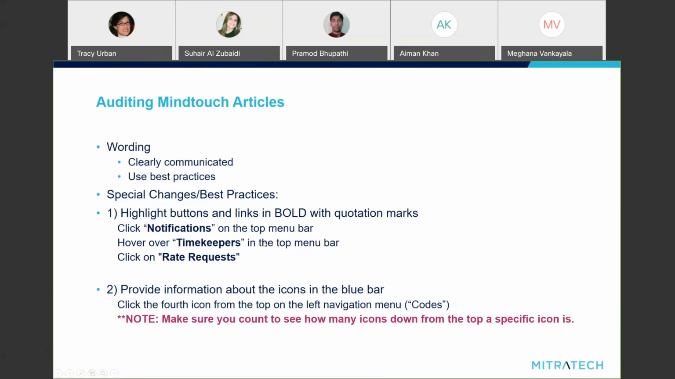So for example, click notifications on the top menu bar, where notifications is in all bold and it has quotation marks here, or the sentence hover over the timekeepers in the top menu bar. So timekeepers, that's at the top of the screen in Collaborati, and so we would just hover over that with timekeepers in all bold and quotation marks. And then additionally click on rate request. So if you're hovering over the timekeepers, then you'll click on rate request, which is a selection in the drop down under the timekeeper menu.